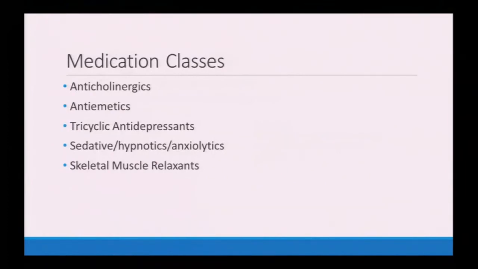For the purposes of this presentation, I will be addressing these specific medication classes as they will be included in a study that we're doing here at Erlanger, and I'll talk a little more about our specific study at the end of the presentation. But I'll be addressing anticholinergics, antiemetics, tricyclic antidepressants, sedative, hypnotics, anxiolytics, and skeletal muscle relaxants. These medications have been identified as ones that we see very commonly in this population, so we feel like this would be the most impactful group of medications for us to focus on at this time.